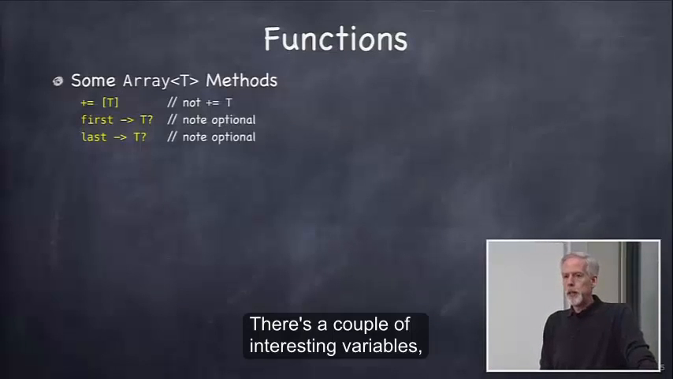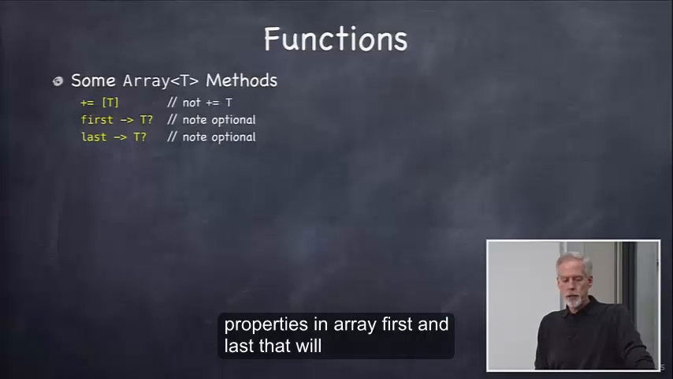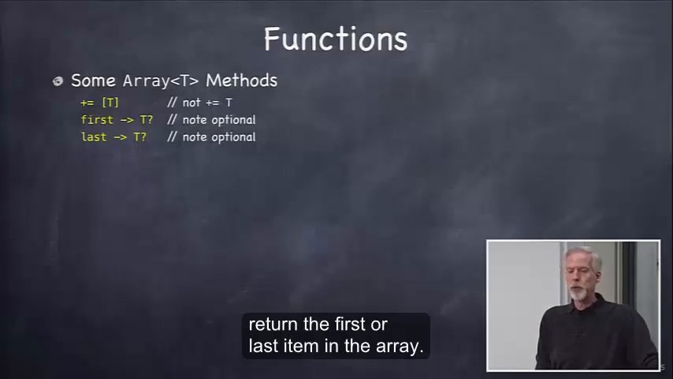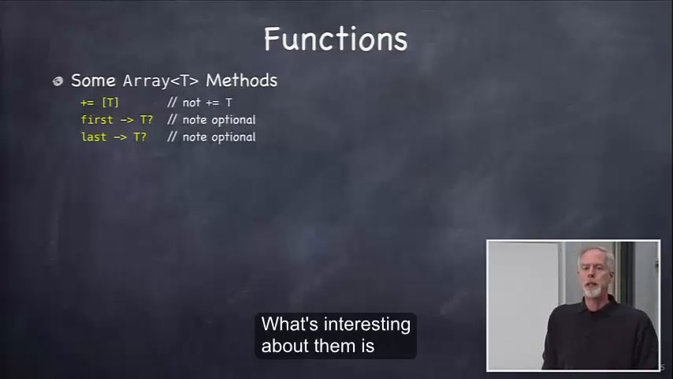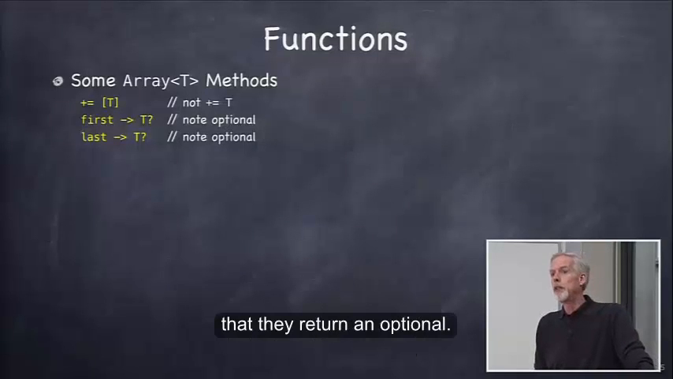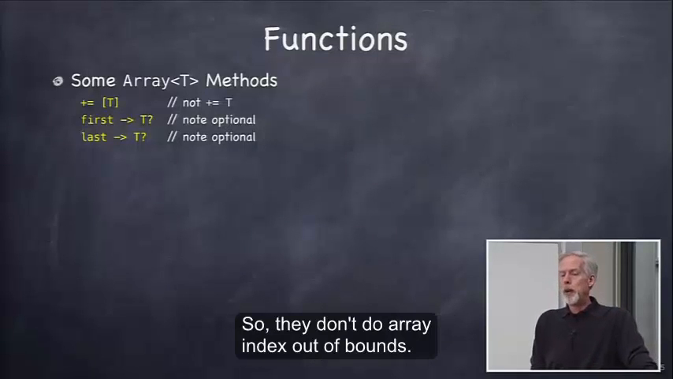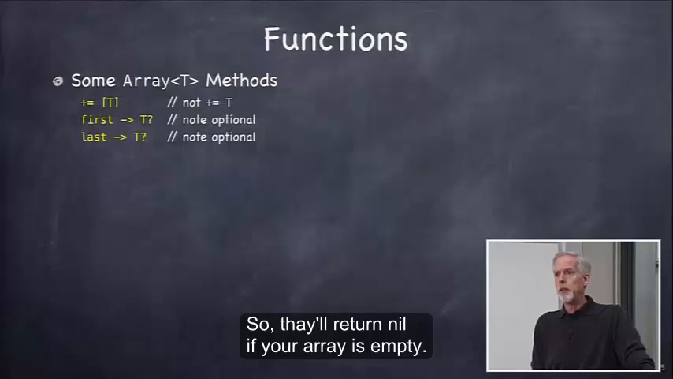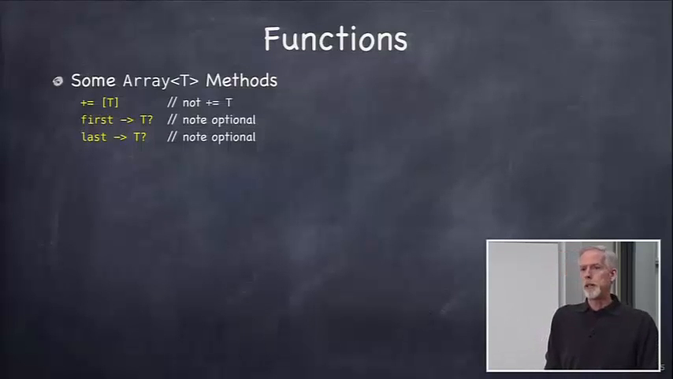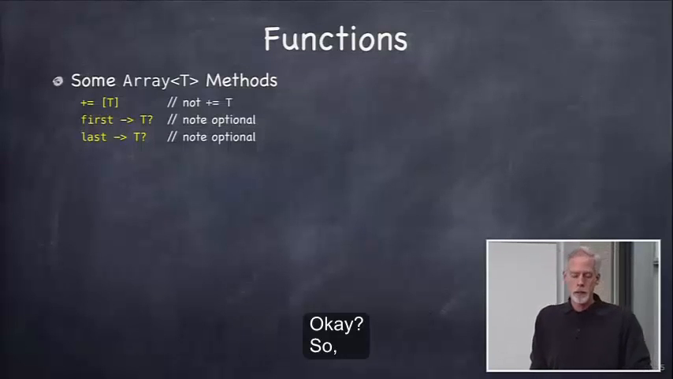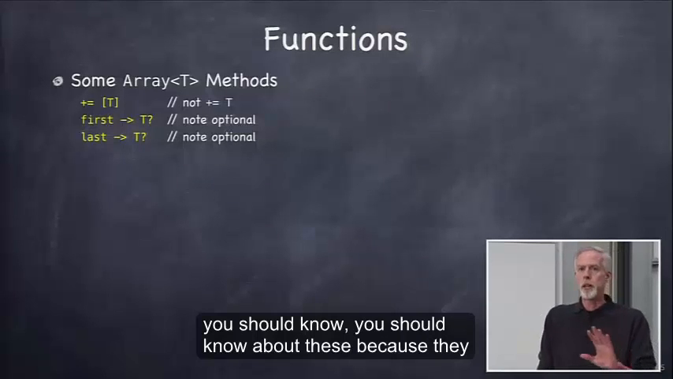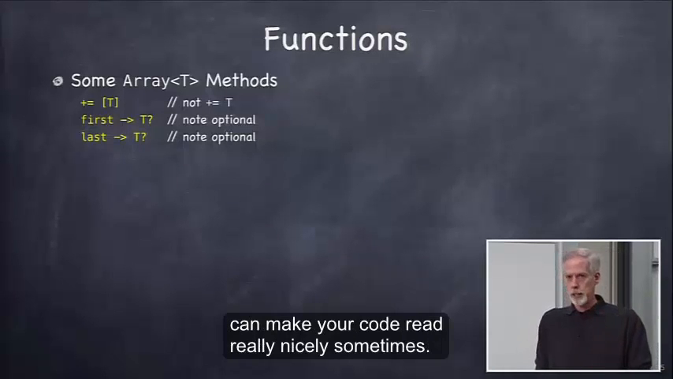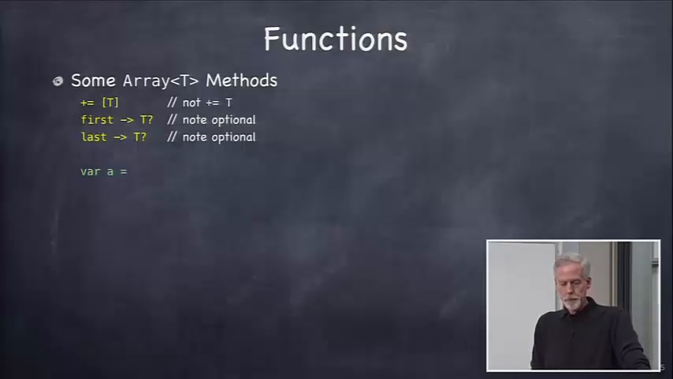There's a couple of interesting variables, properties in array, first and last, that will return the first or last item in the array. What's interesting about them is that they return an optional, so they don't do array index out of bounds. So they'll return nil if your array is empty. Okay, so you should know about these because they can make your code read really nicely sometimes.